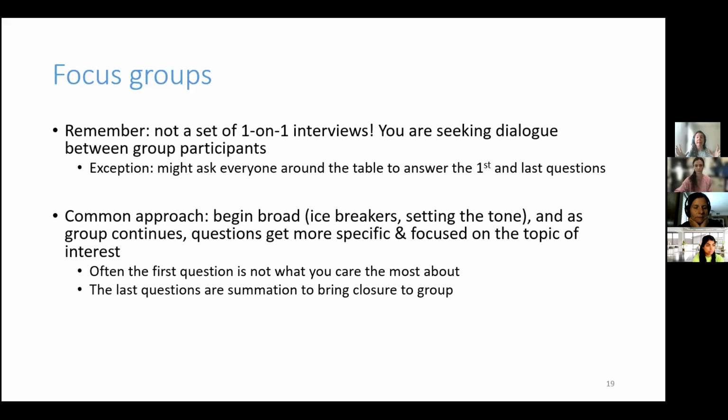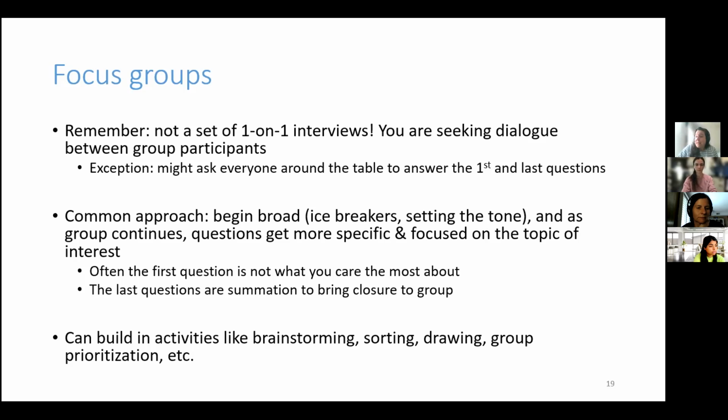And then as the group continues, the questions get more specific and more focused on the topic of interest. Once everyone's in the rhythm and the pattern of dialoguing, that's when you want to really insert the stuff that's most important to you. And then the last questions, like an interview, are summation, to bring closure to the group, to really have people reflect and walk away from the group not feeling like they've been left hanging.